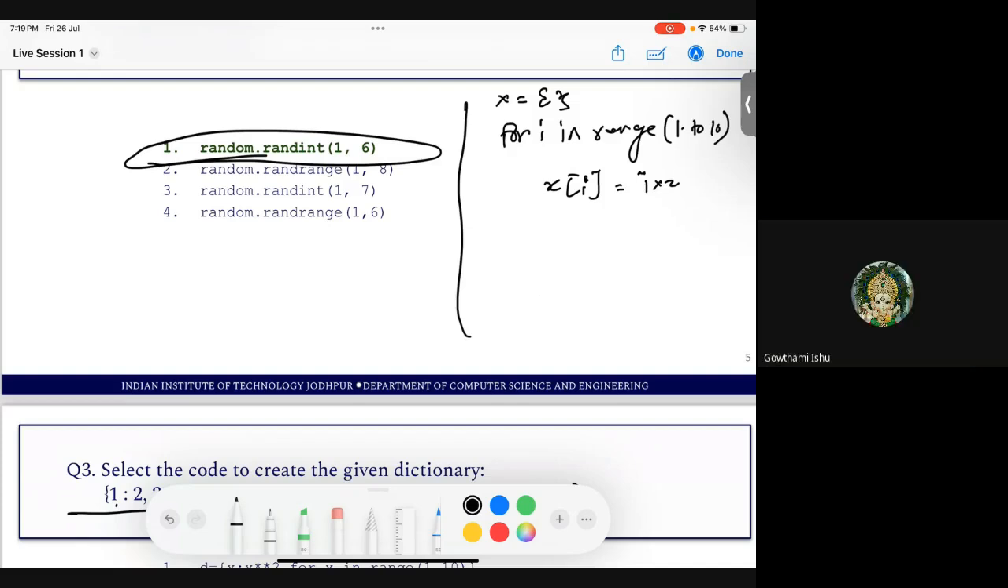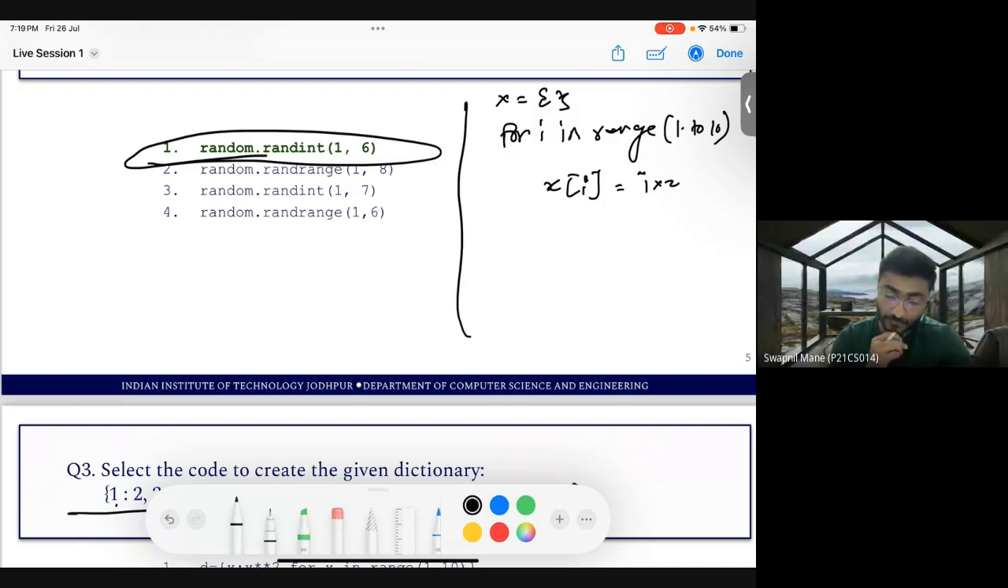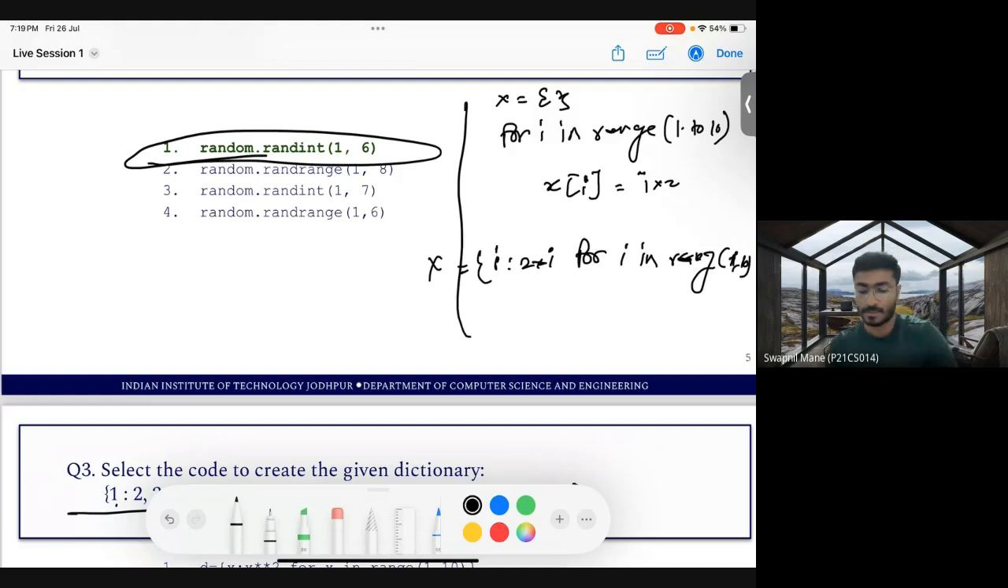Yes, sir. So how can we write it in one line, as an inline expression? Let's write i as the key and 2i as the value, then for i in range 1 to 10. Yeah, this should be our answer.